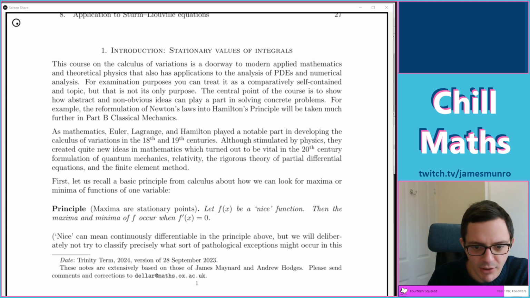Okay. Right, basic principle: maxima are stationary points. You should differentiate it. Yes, there you go. Okay, good. These notes are based extensively on those of James Maynard and Andrew Hodges. Huh, nice.